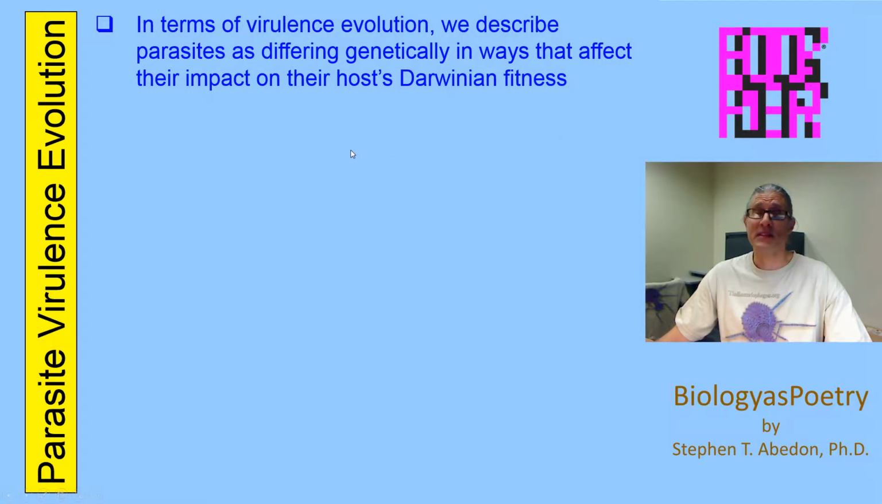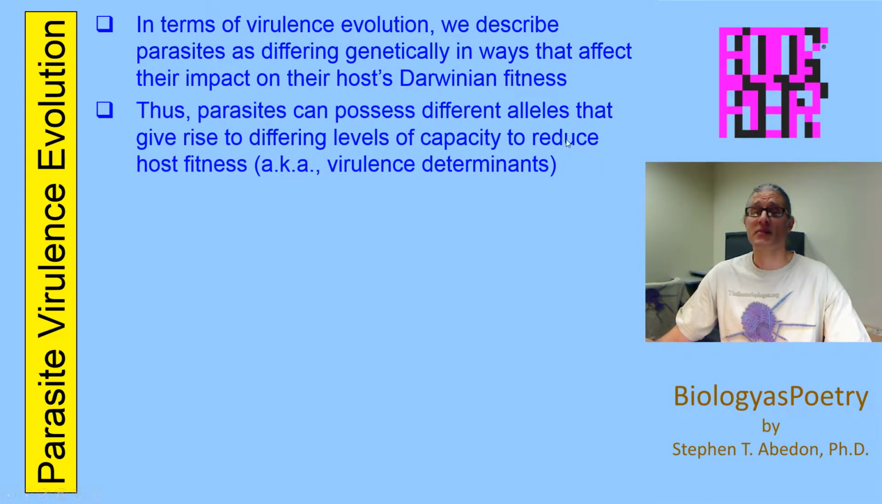So what about the evolution of virulence in parasites? In terms of virulence evolution, we can describe parasites as differing genetically in ways that affect their impact on the host's Darwinian fitness. Because it's a negative impact, we describe it as virulence. So again, there is genetic variation within the parasite population, in genes that have an impact on virulence. When there are different virulence level alleles, you can have evolution within the parasite population for some optimal level of virulence.